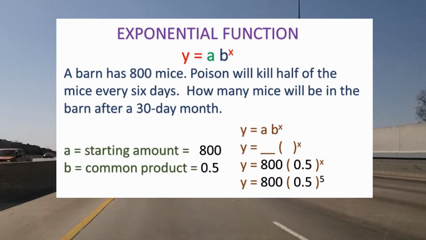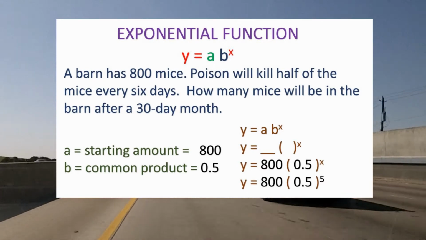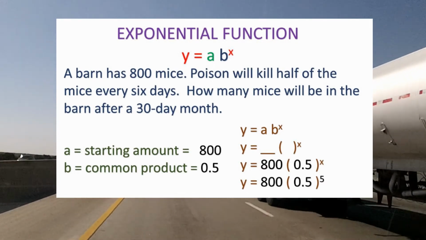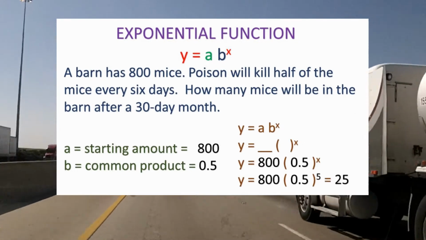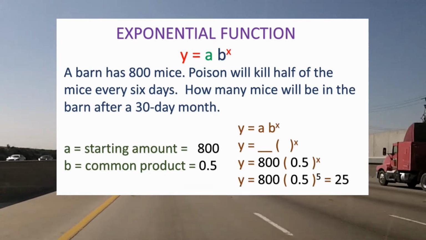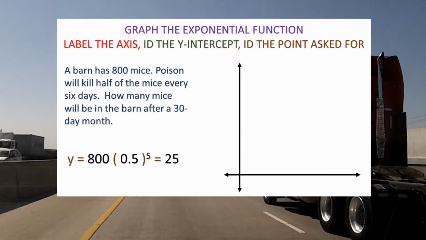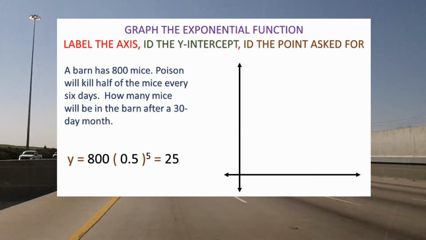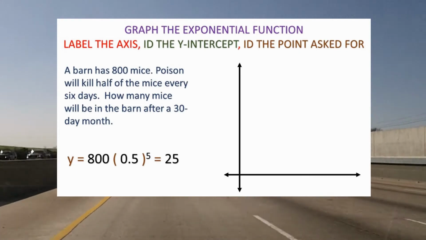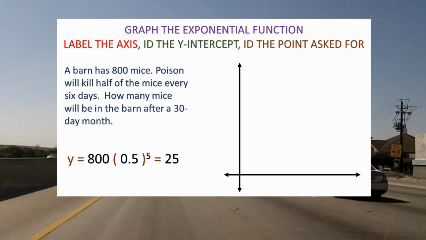That gives us our equation of y equals 800 times 0.5 to the 5th power. You will input that into the calculator and it will give you 25. So after a 30-day month, there will be 25 mice left in the barn. Now let's graph our equation. Notice we have y equals 800 times 0.5 to the 5th power is 25.